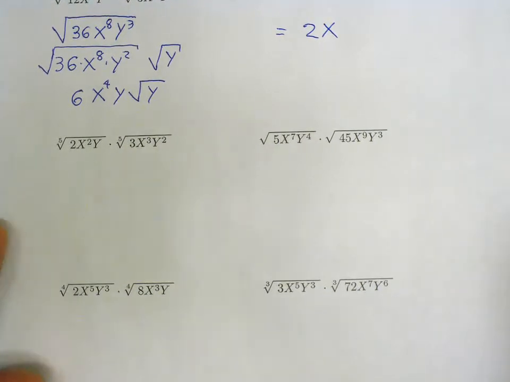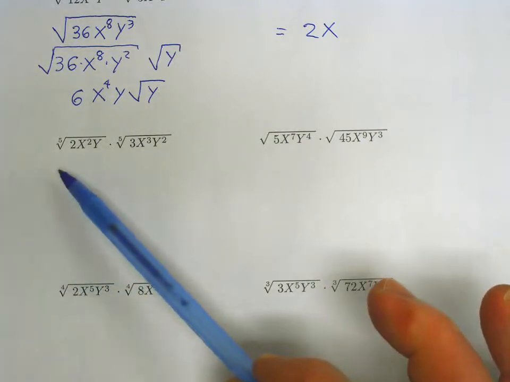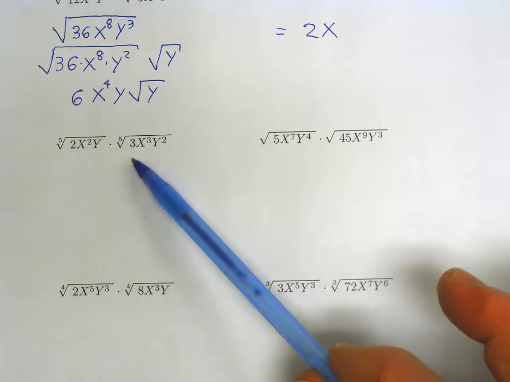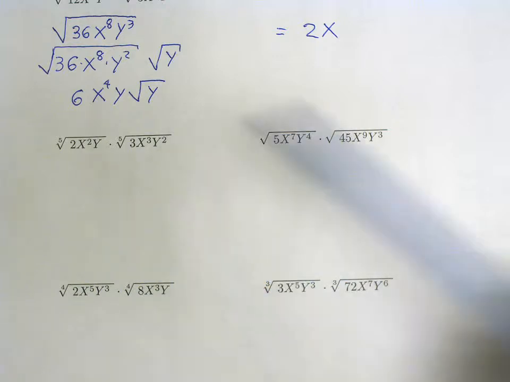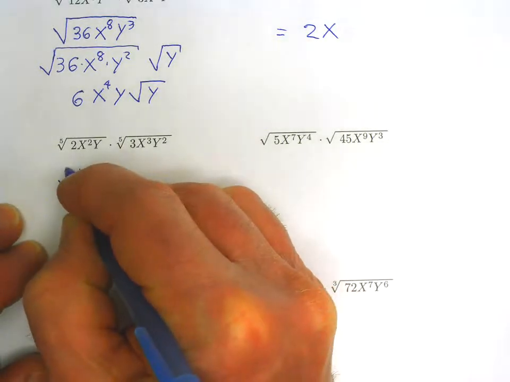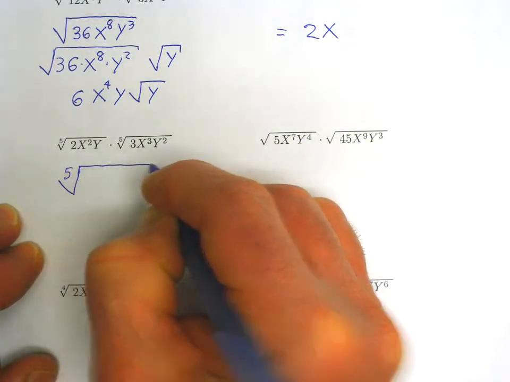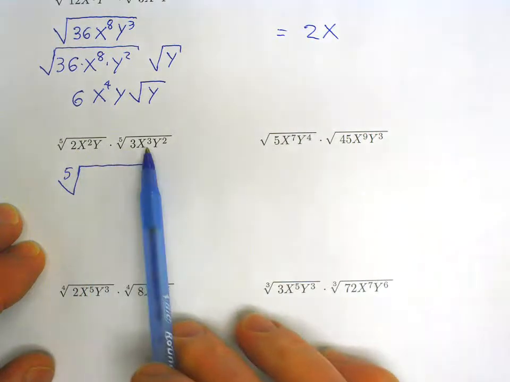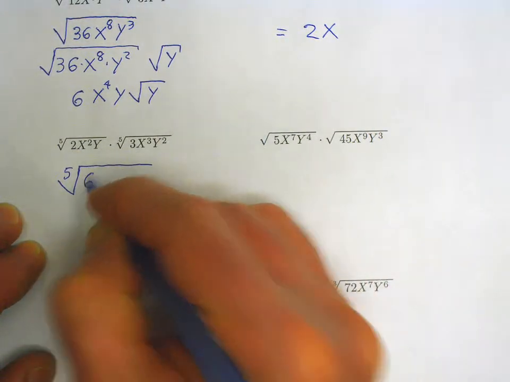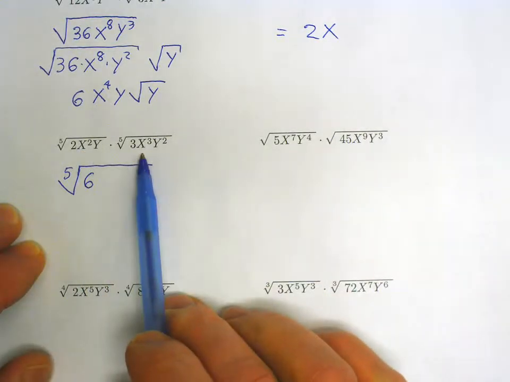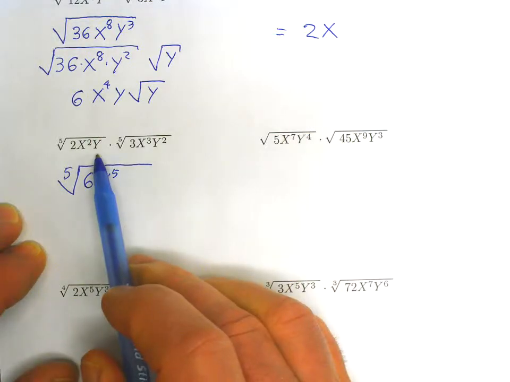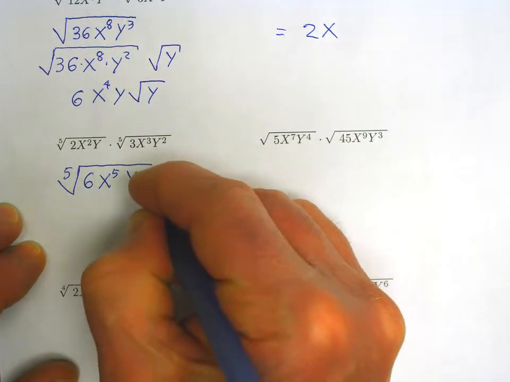Okay, the next product, this time we have the 5th root of 2x to the 2nd y times the 5th root of 3x to the 3rd y to the 2nd. Okay, so we'll write it as a single 5th root and multiply these two radicands. 2 times 3 is 6. X to the 2nd times x to the 3rd is x to the 5th. Y times y to the 2nd is y to the 3rd.